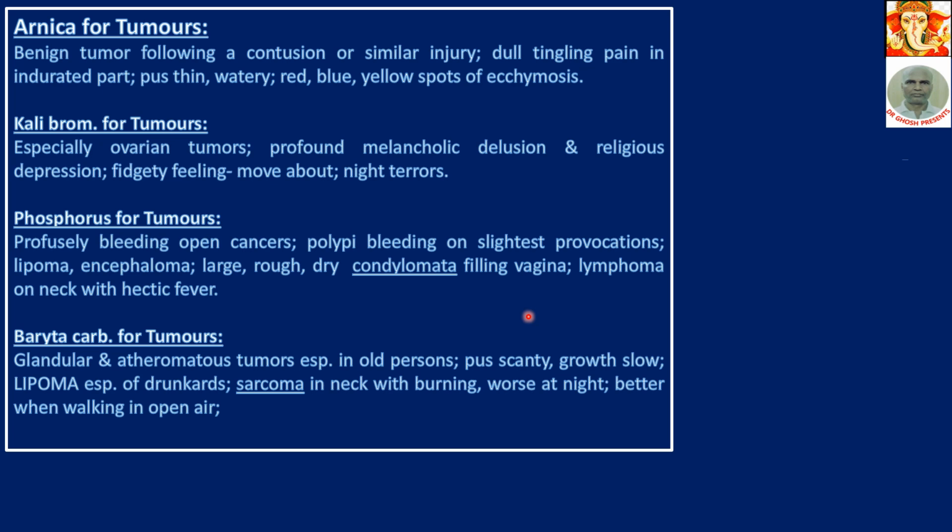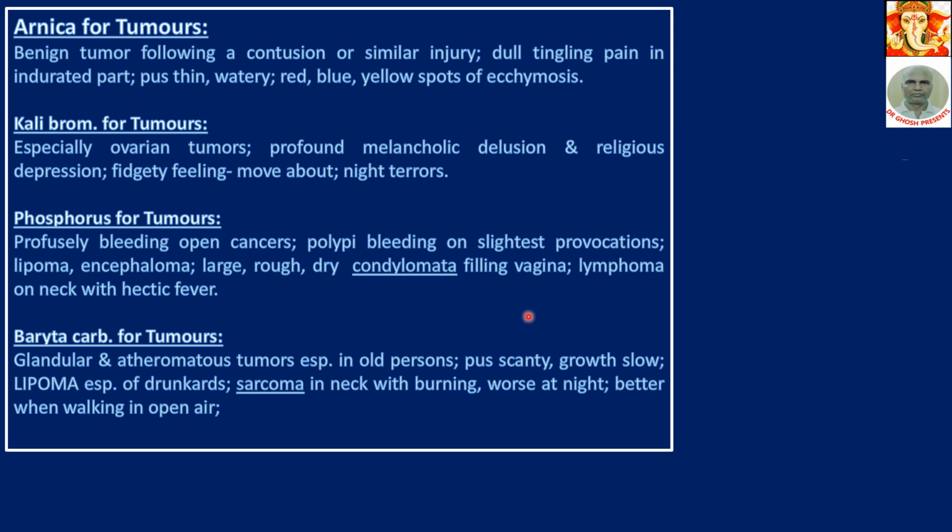Kalium for tumors, especially ovarian tumors, profound melancholic delusion and religious depression, fidgety feeling, moves about, night terrors. Phosphorus for tumors: profusely bleeding open cancers, polypi bleeding on slightest provocation, lipoma, encephaloma, large, rough, dry condylomata, filling vagina, lymphoma on neck with hectic fever. Phosphorus is a very good medicine for tumor and mostly malignant tumors.